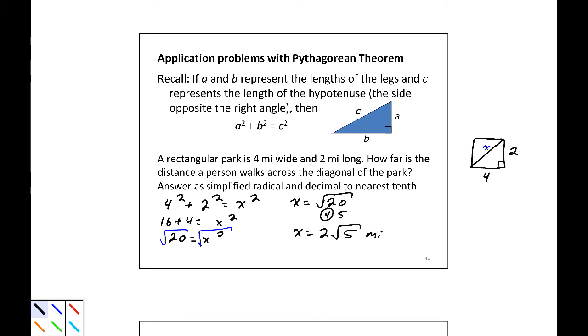That's the simplified radical. Now, if we use a calculator to find out what 2 times the square root of 5 is, that is approximately 4.47, so 4.5 miles.